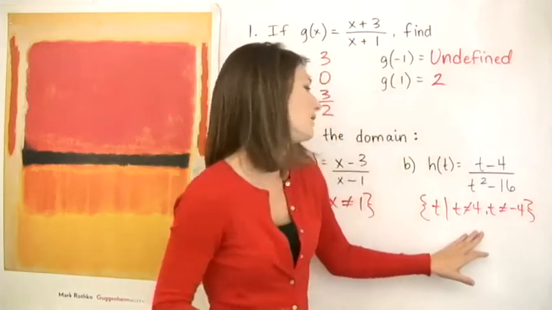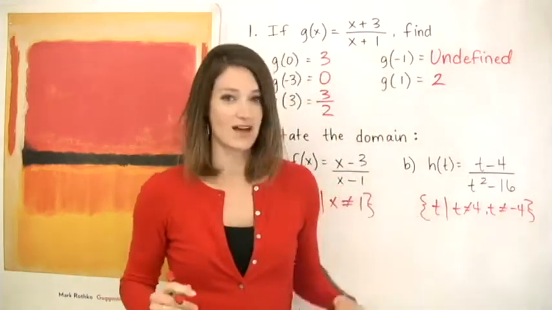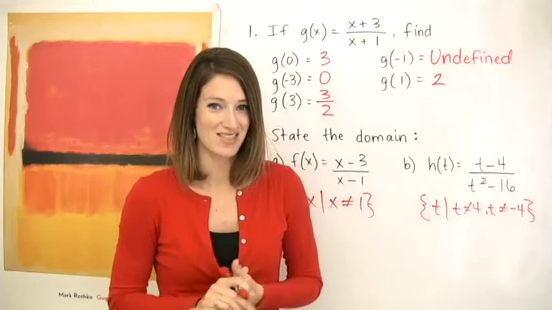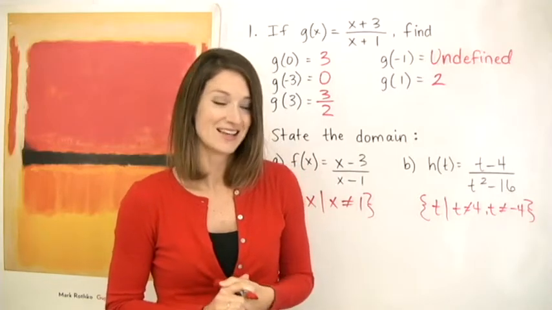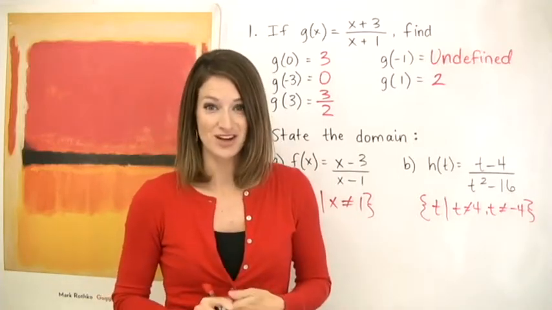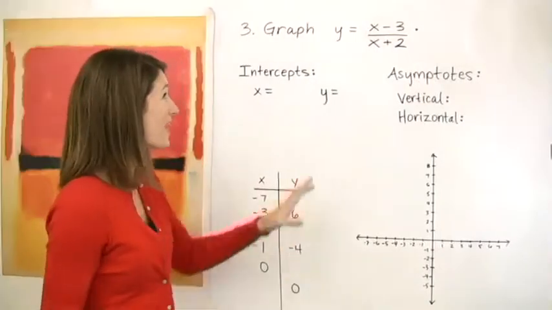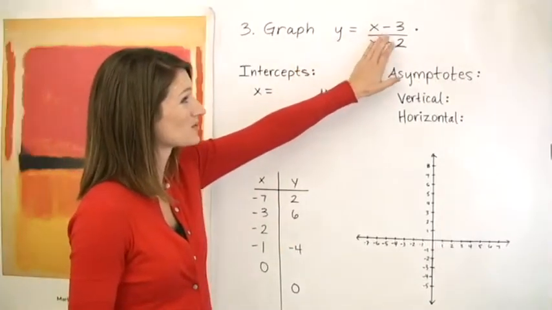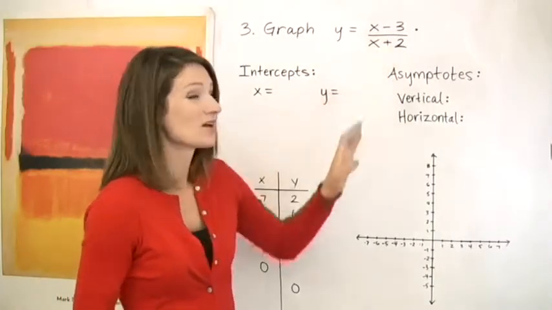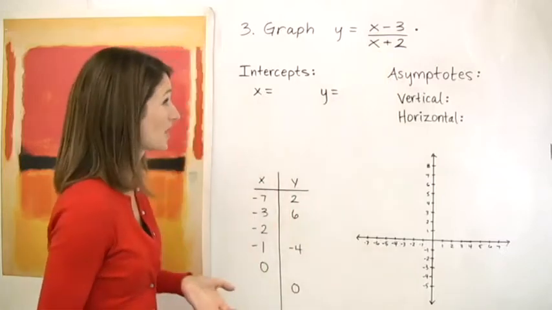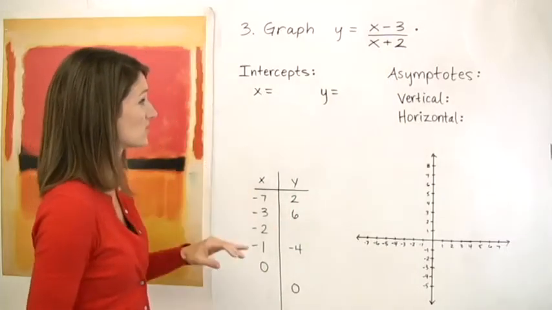So it's important to make sure that we get all the values for our variable that would make that function undefined. So now let's move on and we'll graph a function. Let's graph y equals x minus 3 over x plus 2. So our first step when we graph this rational function, let's find the intercepts.